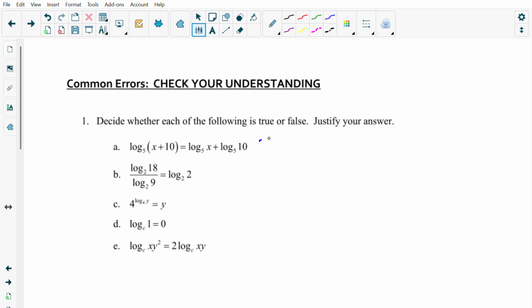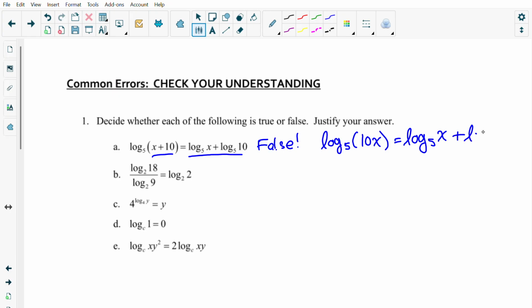Okay, so no, this is false, guys. False. Why? This is an improper use of the product law. So what you might be thinking is if I have log base 5 of 10x, that equals log base 5 of x plus log base 5 of 10. That is the proper application of product law. So this is false.